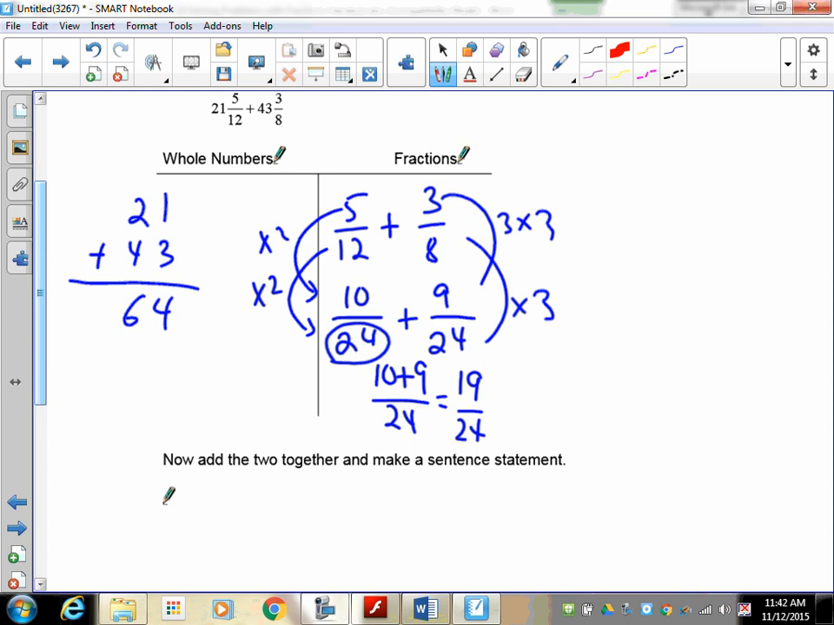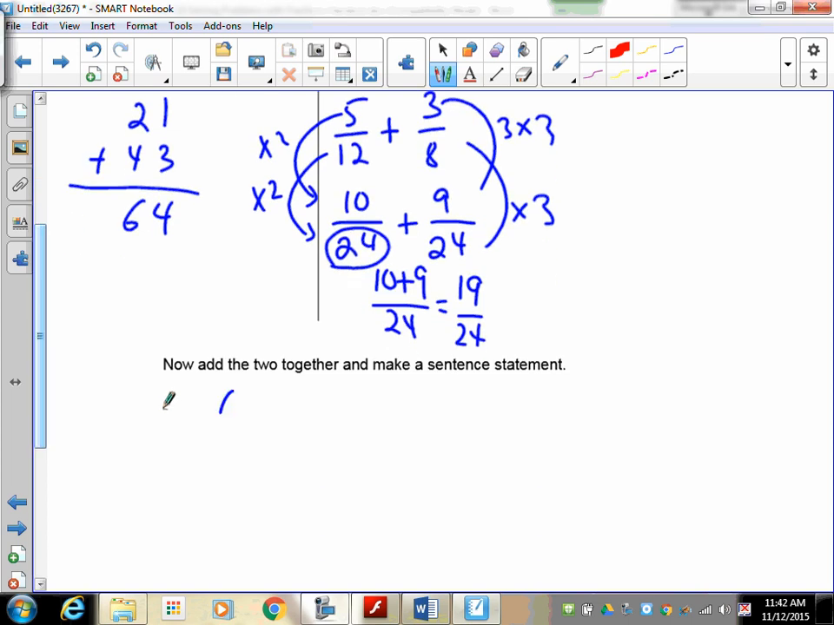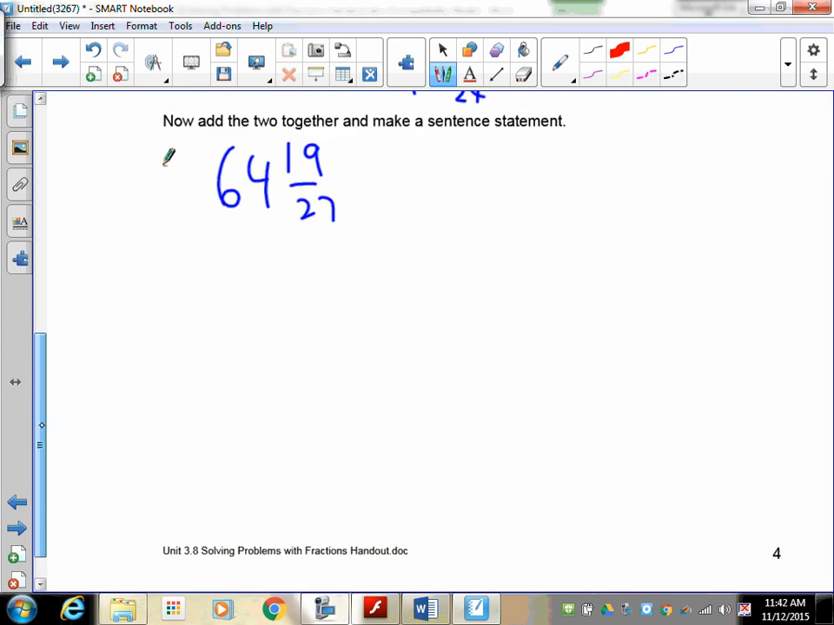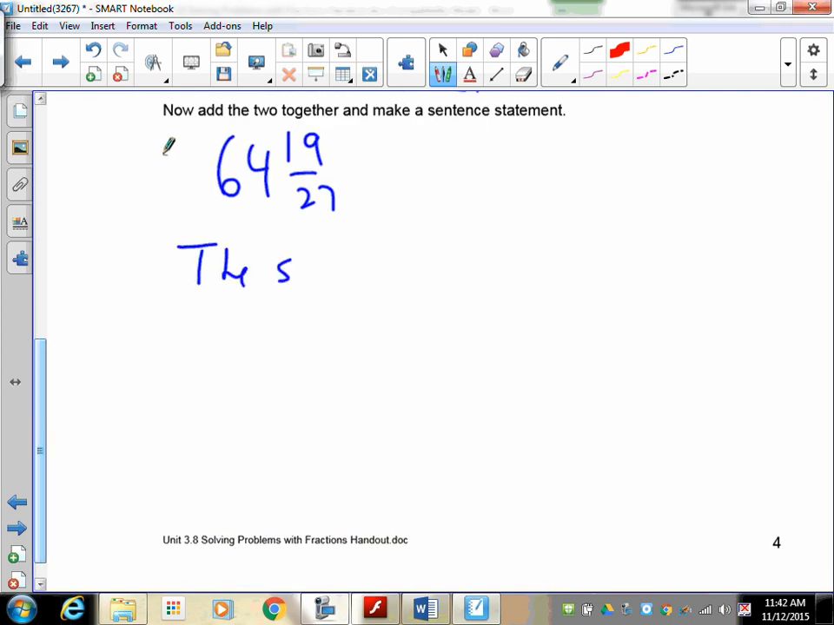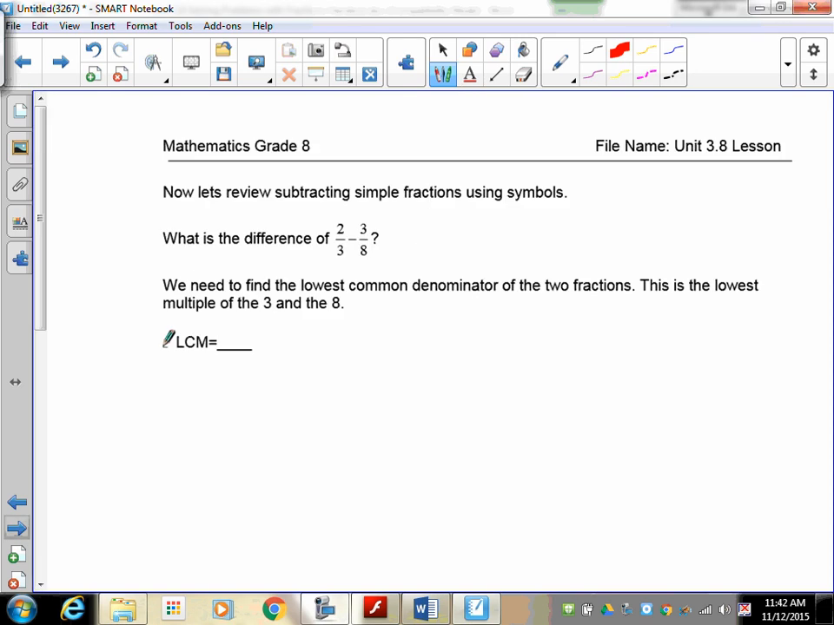Now bring the 64 back in, and you have 64 and 19 over 24. And of course, if you go up here, it says what is the sum. So the sum is 64 and 19/24. Turn your page.